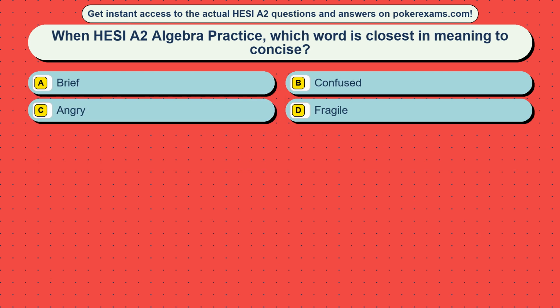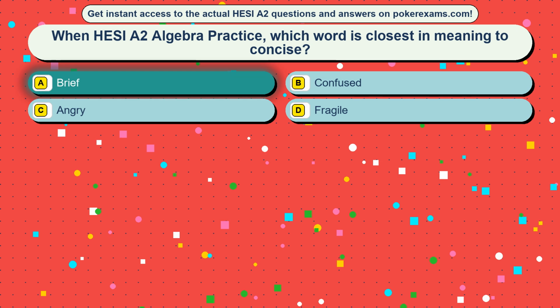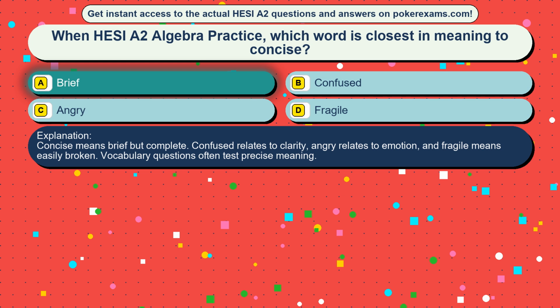Question 9. When HESI A2 algebra practice, which word is closest in meaning to concise? Option A. Brief. Option B. Confused. Option C. Angry. Option D. Fragile. The correct answer is option A. Brief. Concise means brief but complete. Confused relates to clarity, angry relates to emotion, and fragile means easily broken. Vocabulary questions often test precise meaning.